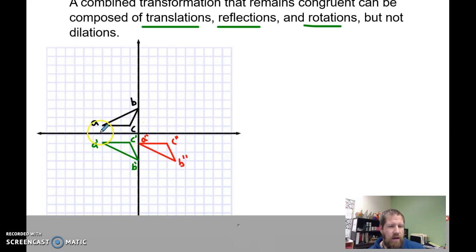I could do that again mathematically to check. A was at (-4, -1), now A is at (0, -1). C was at (-1, -1), now C is at (3, -1). So yes, it looks like it moved over 4.